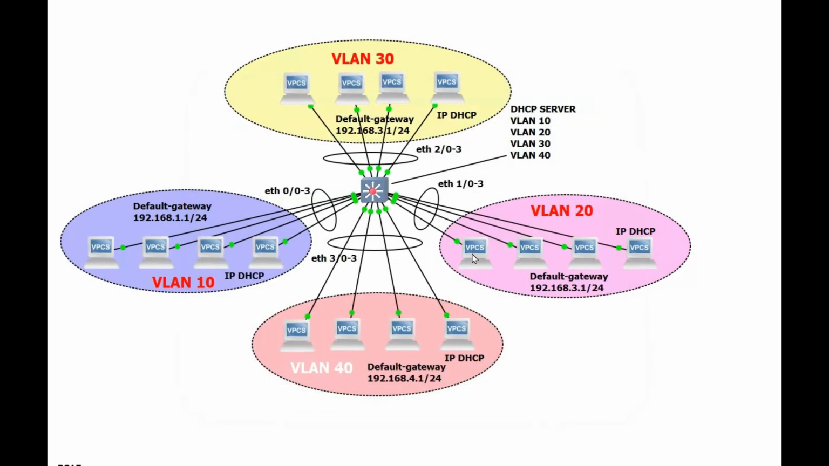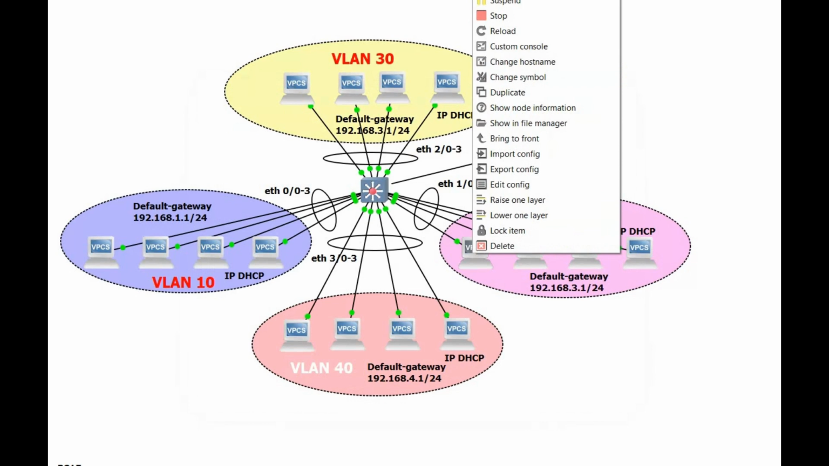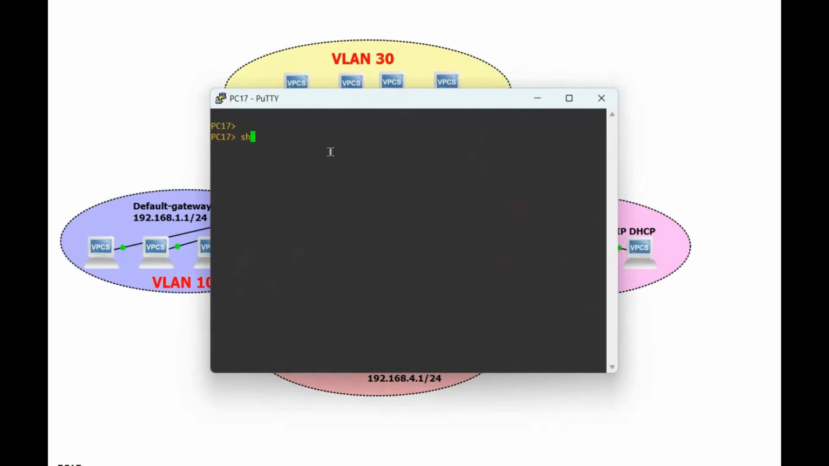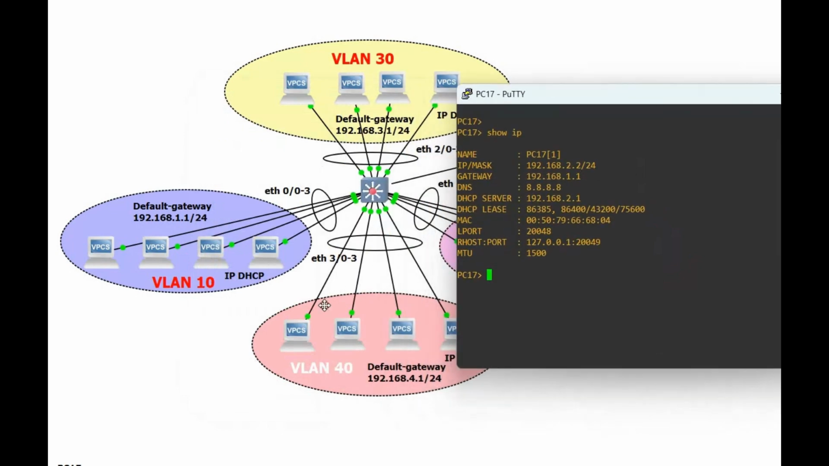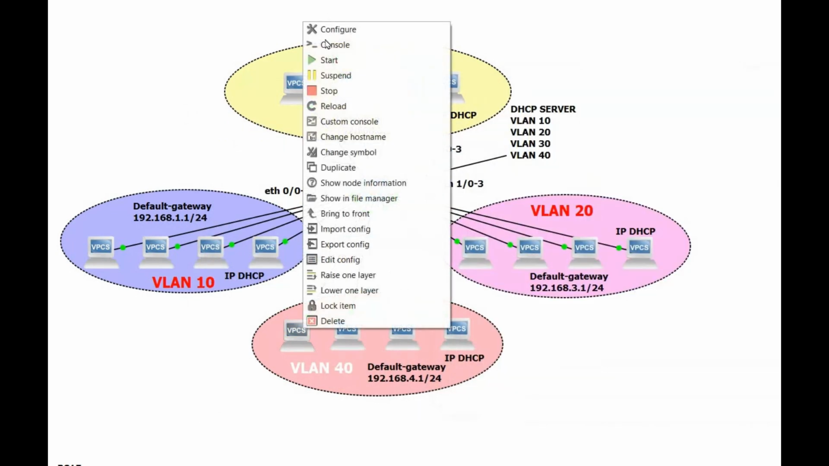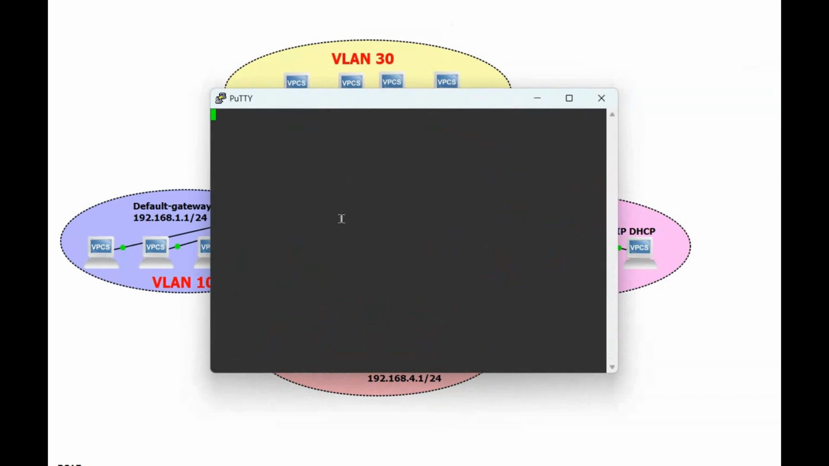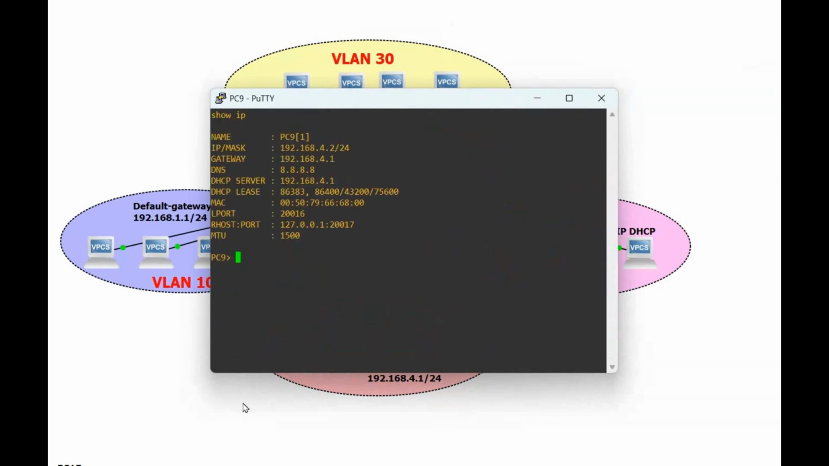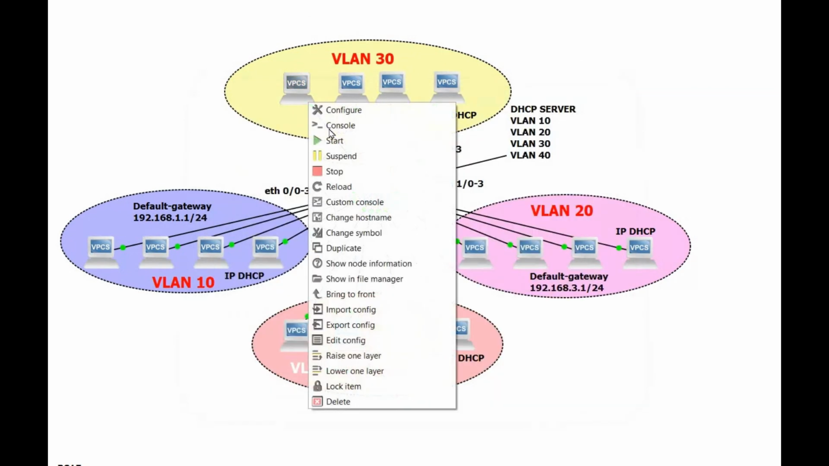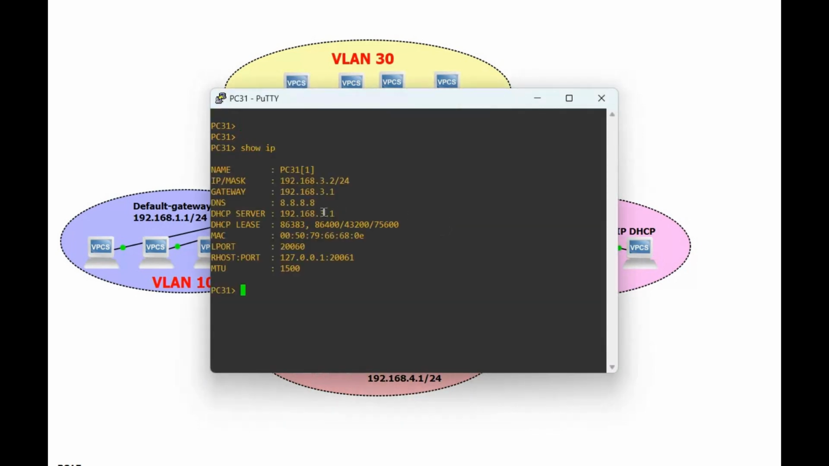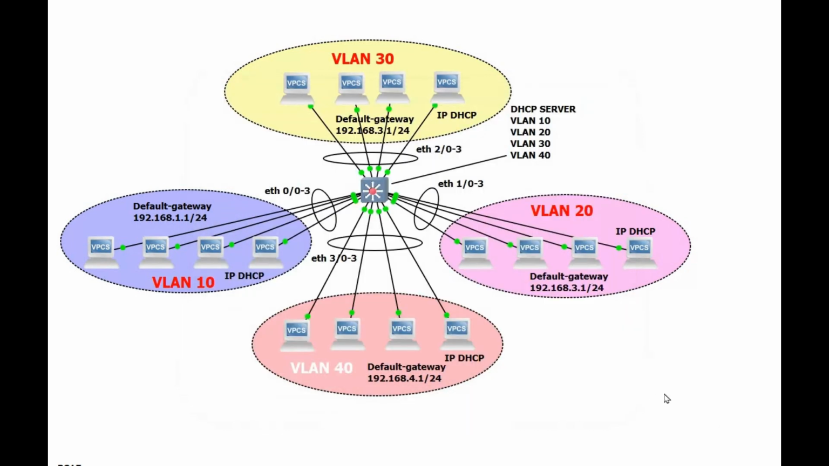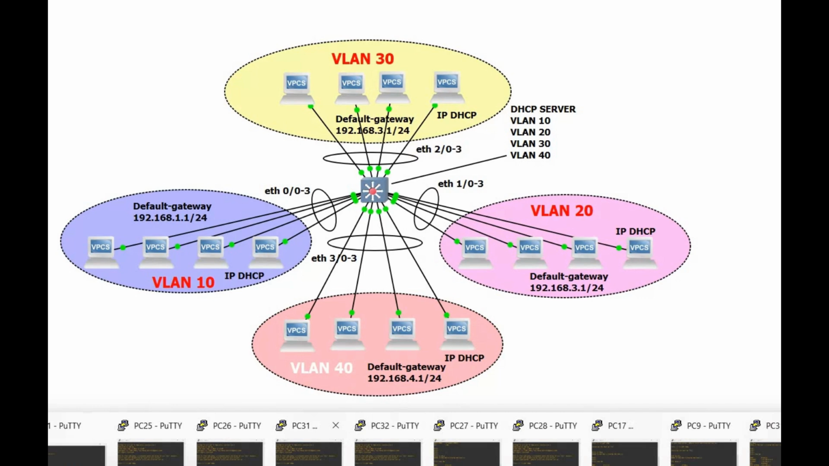Now let's check from here. Show IP, you will see 2.2, and for VLAN 40, show IP. Okay, show IP, you can see. So this is how you can configure the DHCP server for the different VLANs.